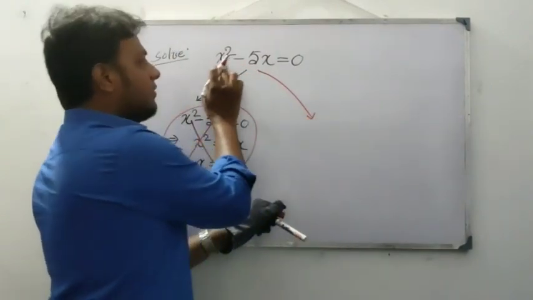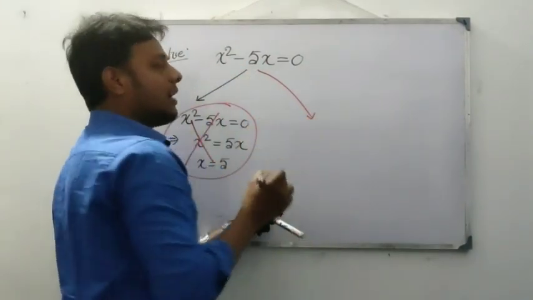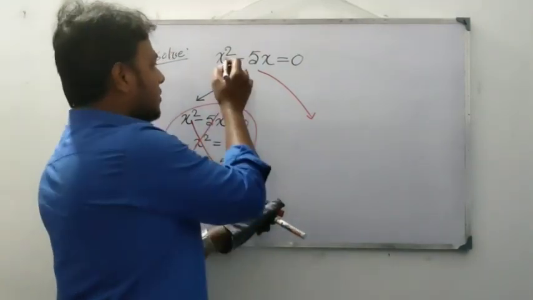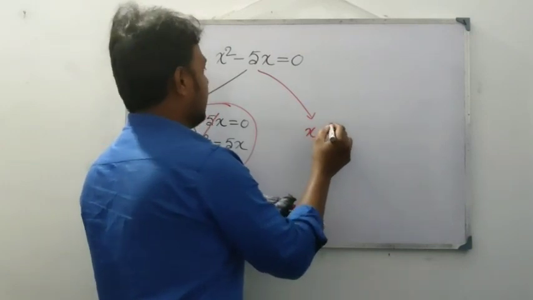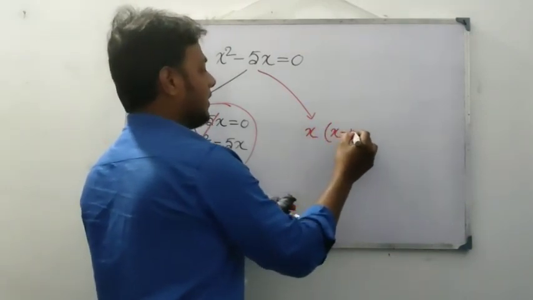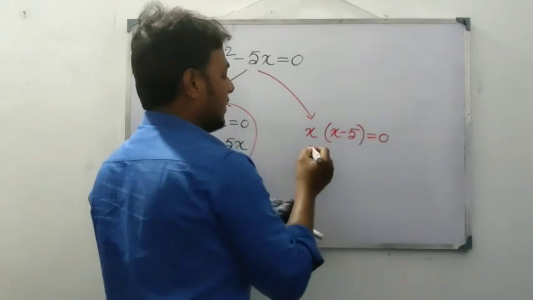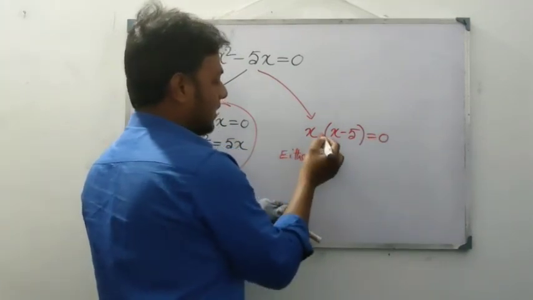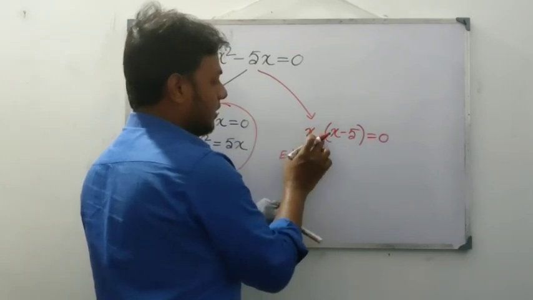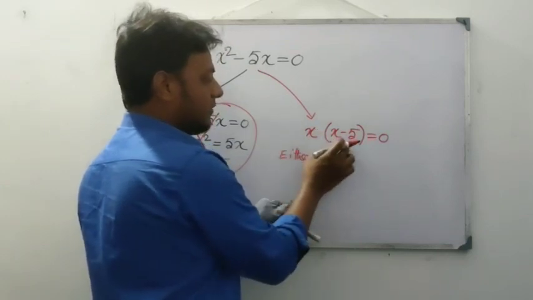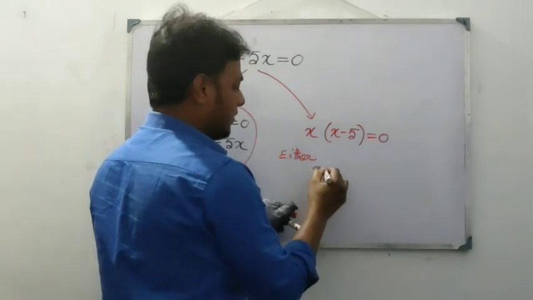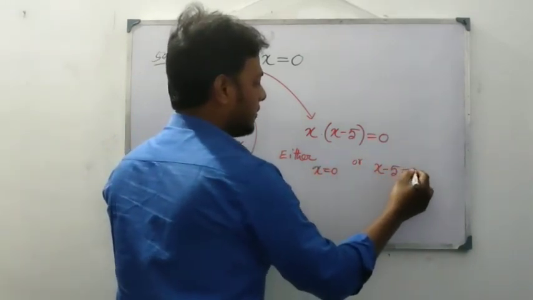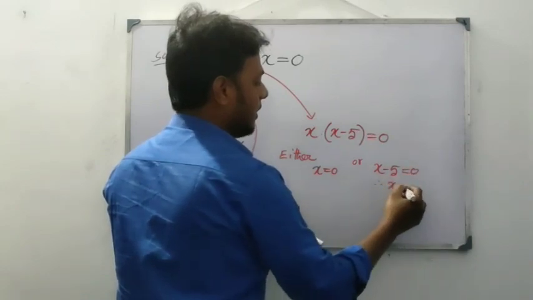You have to factorize the left hand side. Factorize means you have to express it in product form. So take x common here. If you take x common, then it will be x times (x minus 5) equals 0. Now either way, here are the two factors. This is one factor and this is the second factor. So either x equals 0 or x minus 5 equals 0. So x minus 5 equals 0 gives x equals 5.